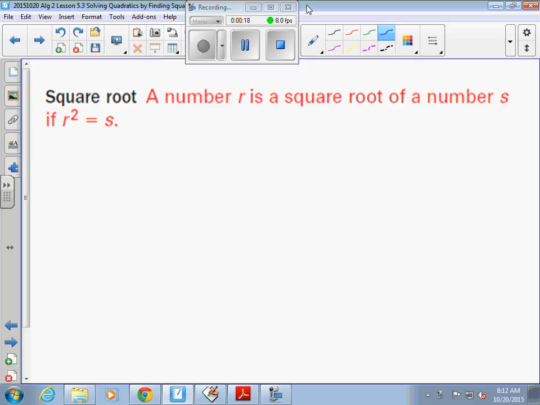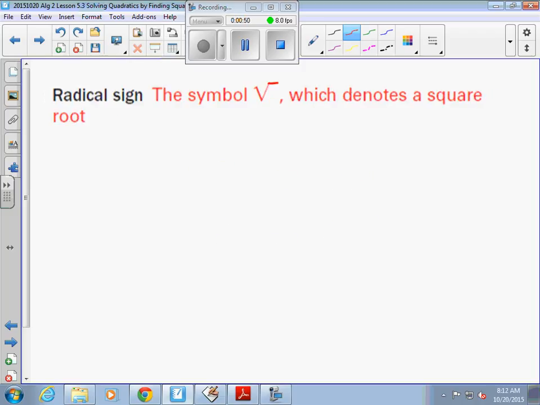First thing we have is a handful of definitions. First one is a square root. A number r is a square root of a number s if r squared is equal to s. So this sets up the fact that square roots are undone by squaring something and vice versa. Squaring something is undone by taking a square root. Those are the inverse operations. So if r squared is equal to s, then r is a square root of the number s.